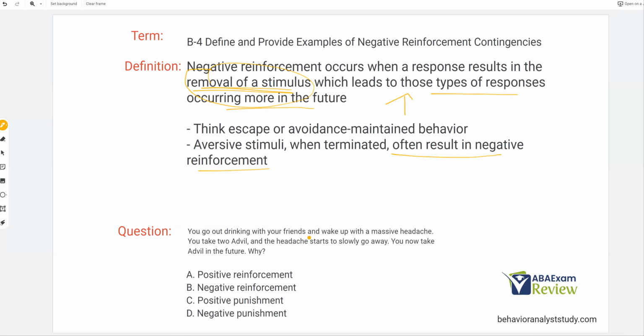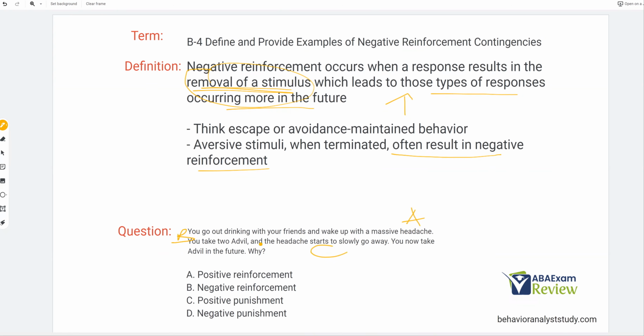So you go out drinking with your friends and wake up with a massive headache. You take 2 Advil and the headache starts to slowly go away. You now take Advil in the future. Why? So let's break it down. What is the antecedent? The antecedent is not you take 2 Advil. The antecedent is the headache. The behavior is you take 2 Advil. The consequence, the headache goes away.